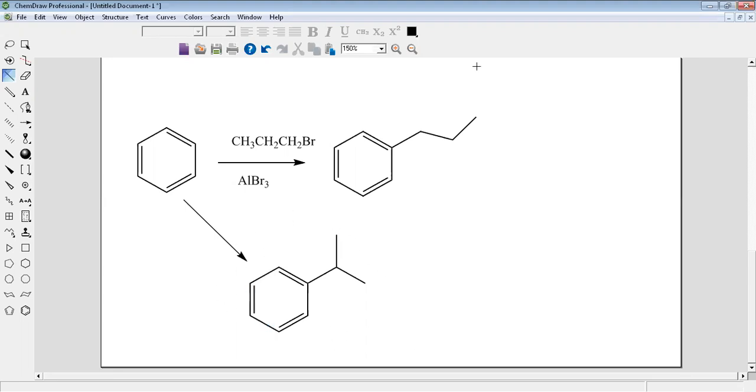Now, what then? In this case, I want to prepare this. How can I prepare this compound, students? By using alkylation? No. By acylation or reduction. Acylation, then reduction, from benzene.